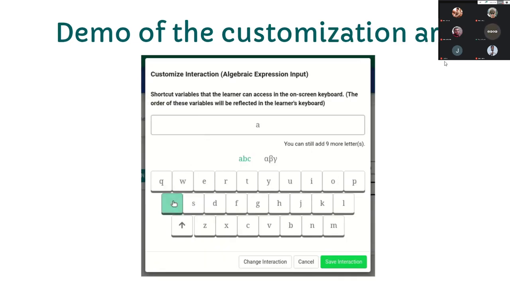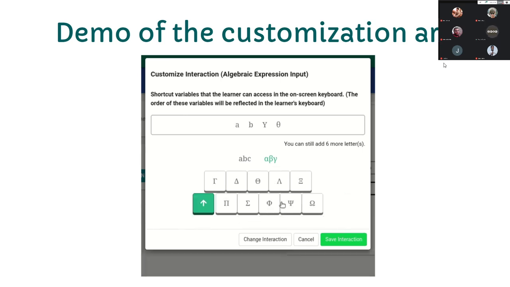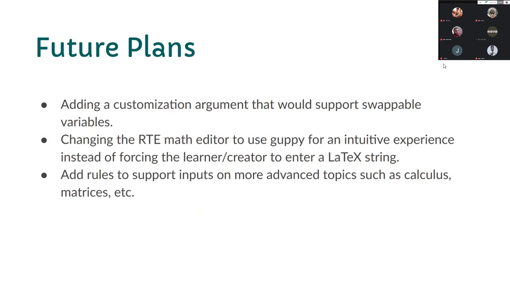And this is the customization arg that the creator can use to enter these customizable variables for the on-screen keyboard. They can mention at most 10 variables that the learner can see in the mobile view. So yeah, next slide. So that was all that happened during these 3 months. I hope that I've made a proper and solid basis that these interactions can be extended.